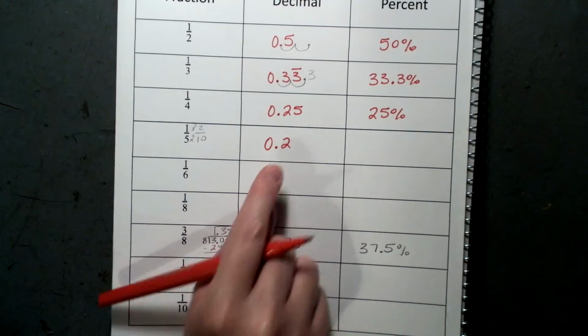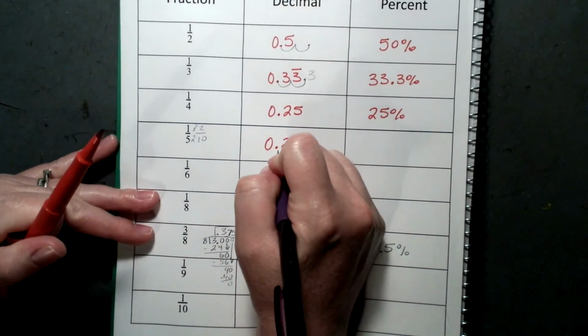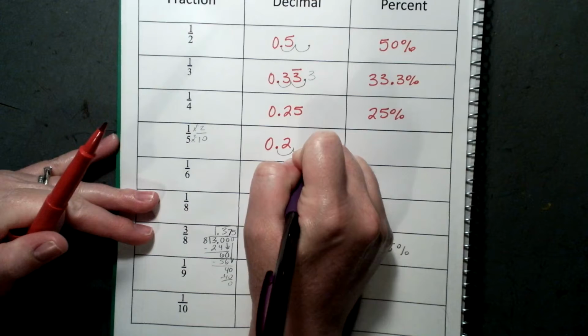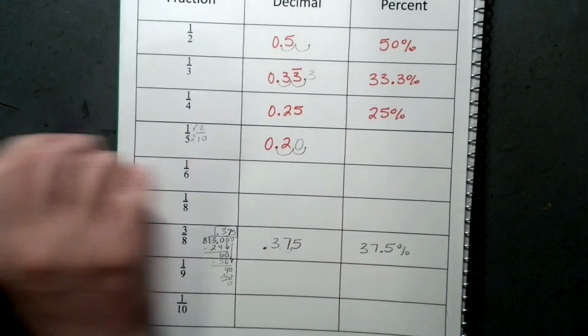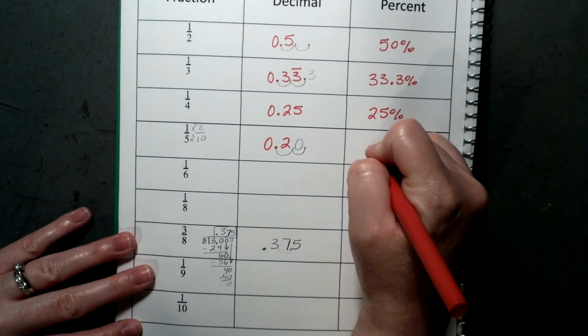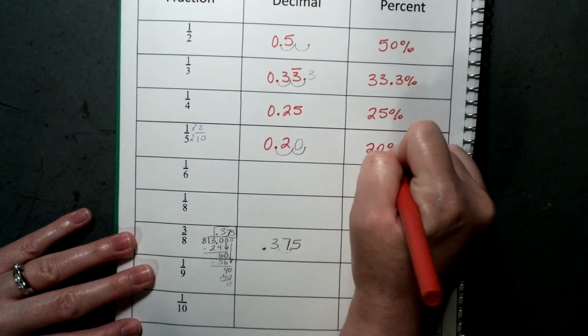So if I have 0.2, I move my decimal 2 places to the right. I fill in this little bubble with a 0. Then I have 20%.